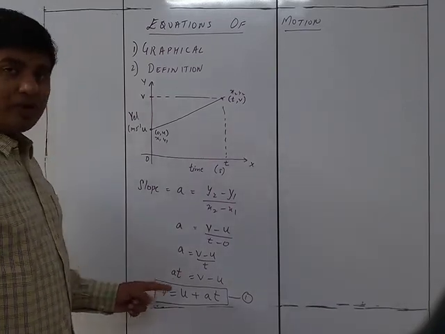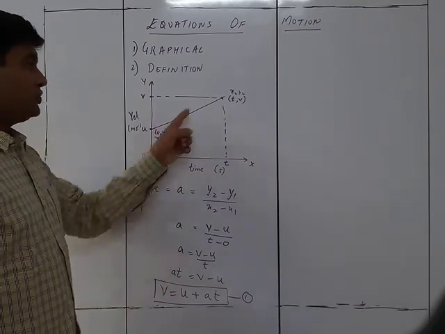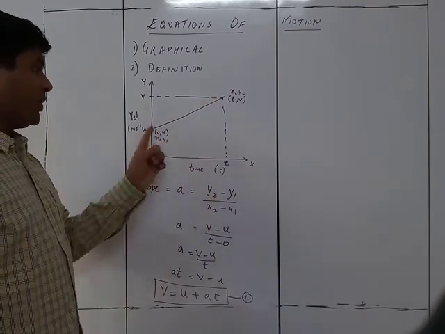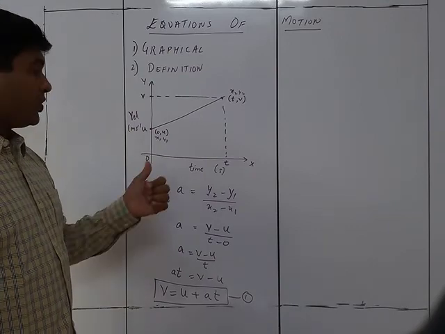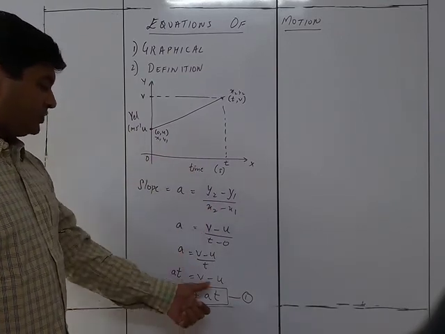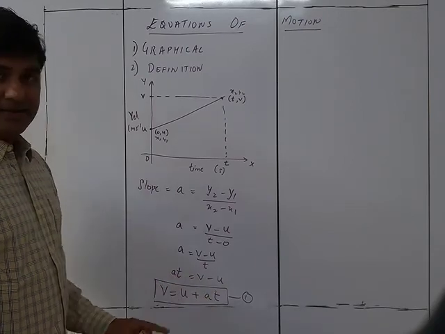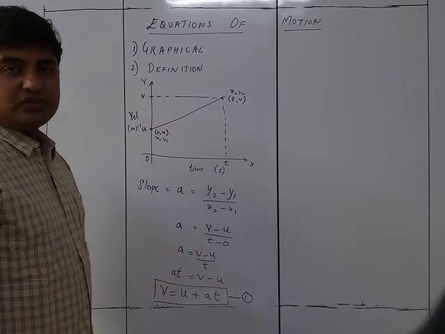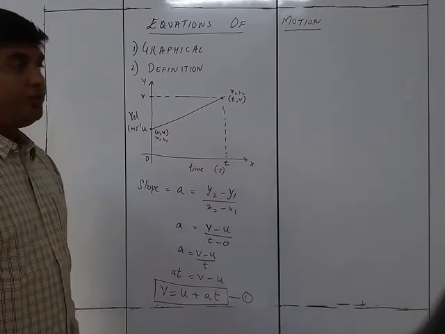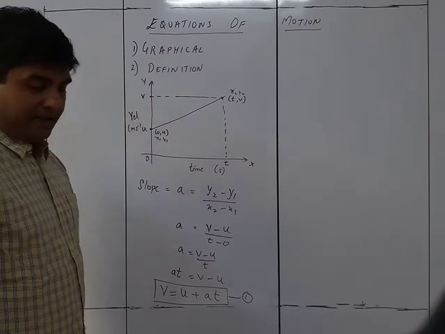Did you understand this one? Very easy. We are just finding out the slope and we took the values of y2 and y1 from this particular line. Accordingly, we have this slope as v minus u upon t, or at is equal to v minus u. That is, u coming here, it becomes v is equal to u plus at. So this is the first formula, or the first equation of motion, v is equal to u plus at.